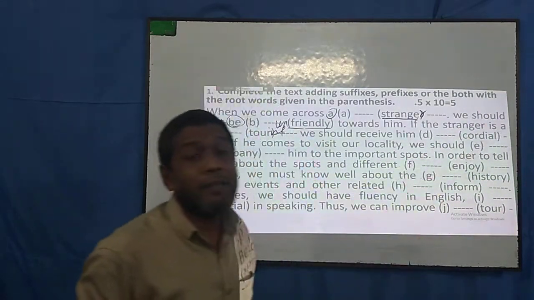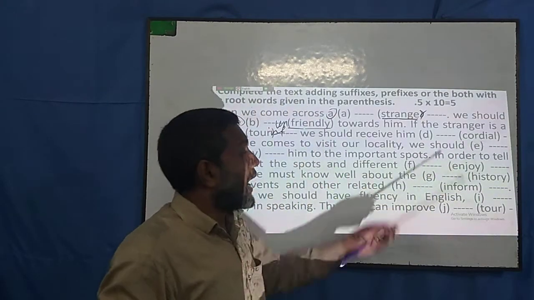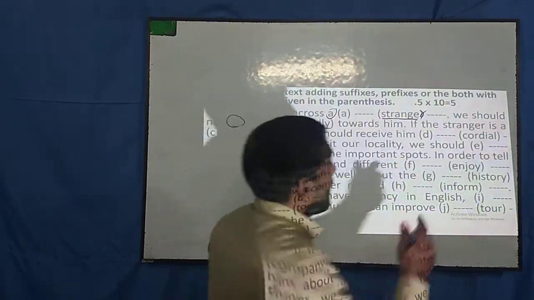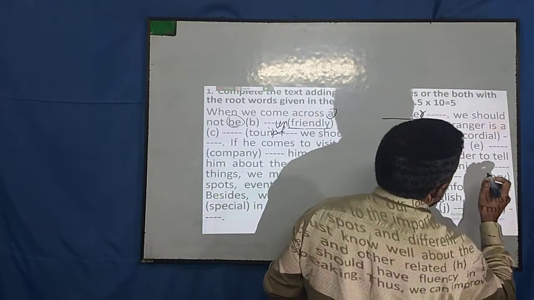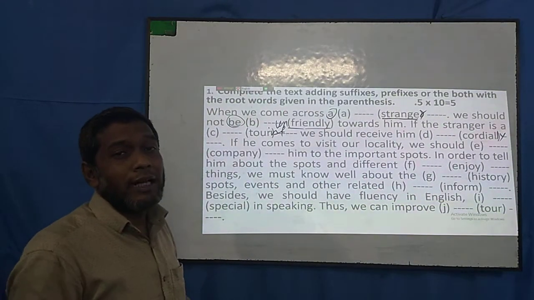So the gap is given for an adverb. But the word is an adjective. So I will turn the word into an adverb. Then my answer will automatically be correct. So what is the adverbial form? Cordial, you know, cordially. Yes, my answer has been right.